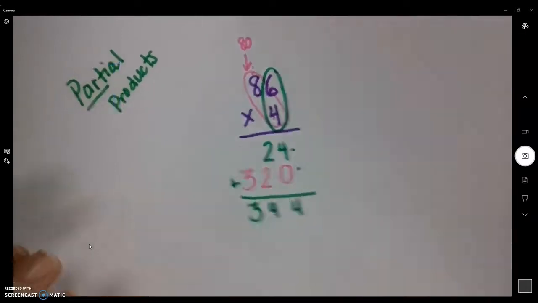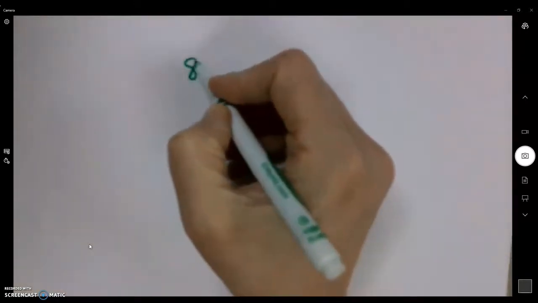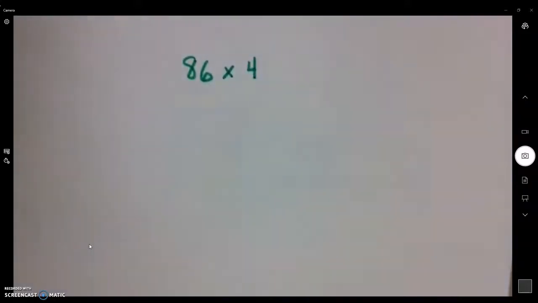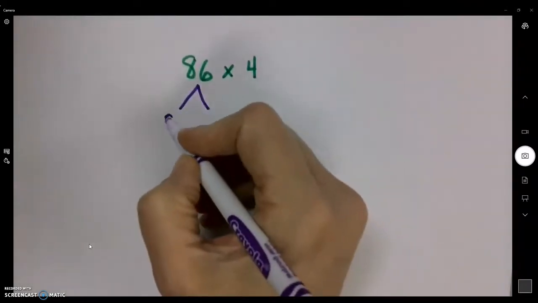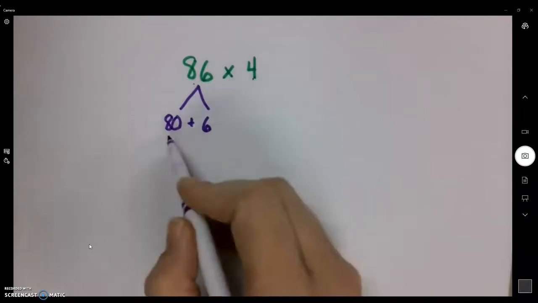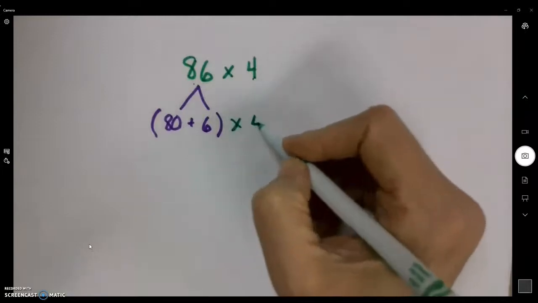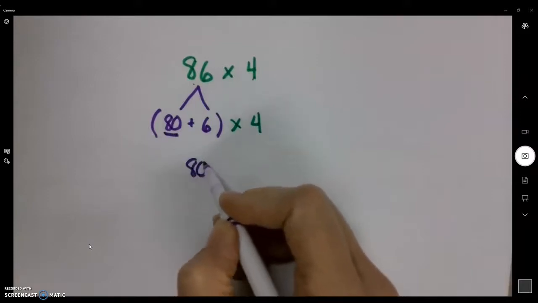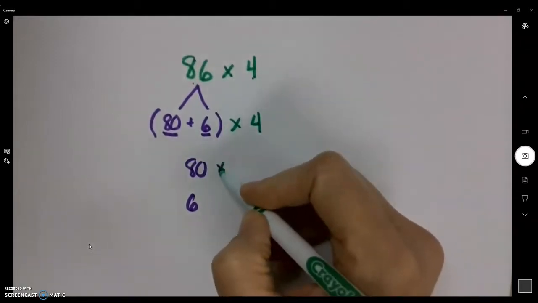So another way that you might see or might prefer to do, we're going to take that same expression of 86 times 4. And in this method we're going to take our 86 and we're going to remember what that looks like when we break it apart. So I can break it apart to look like 80 plus 6. And I still have to solve the whole problem. So I'm doing 80 plus 6, I'm taking that times 4. And when I do that, I'm going to pull this 80 and I'm going to pull the 6. And they both have to be multiplied by 4.